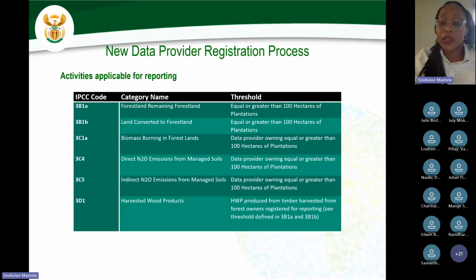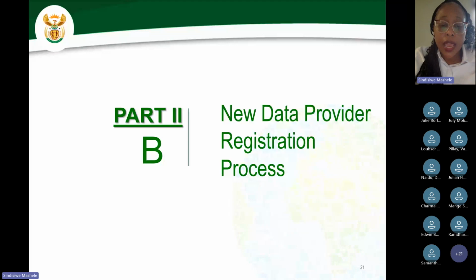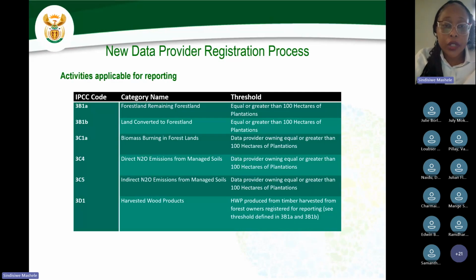So once your account is registered, you can initiate a registration of a data provider, which is a registration of the company or the sites that you have. So for the forestry sector, as I've indicated, these are the possible applicable activities that need to be registered. But in addition to this, there can be combustion activities, which I'm also going to cover in the reporting module, on how to then report those if you have any.